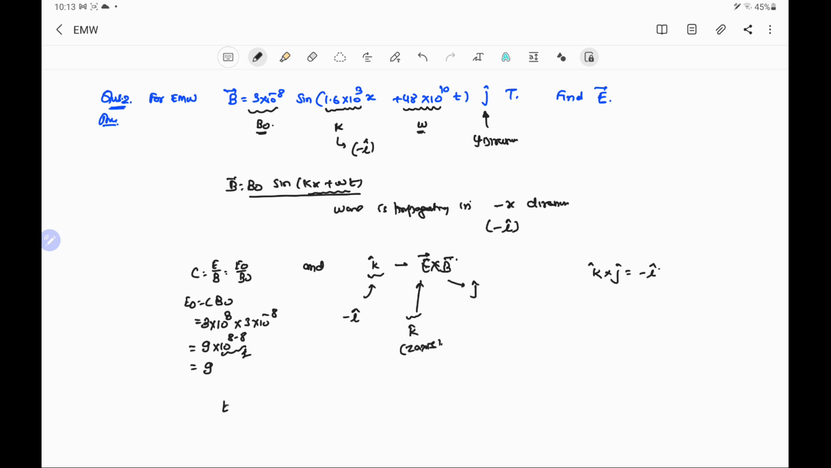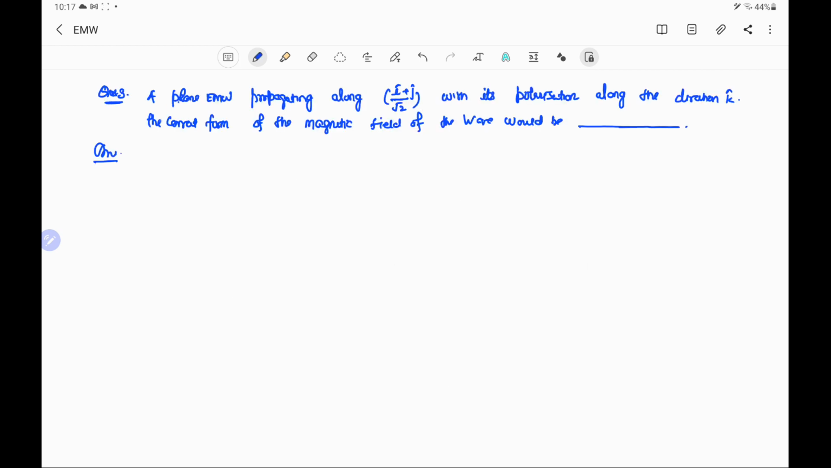Hence finally we can write electric field is equal to E naught, that is 9, then sine. This parameter will be same because direction of propagation, wavelength and frequency are same for the electric and magnetic field vector. So we can write it is sine (1.6 into 10 power 3 x plus 48 into 10 power 10 t), and now direction of the electric field vector is along k. So we write here k, and unit of the electric field is Newton per Coulomb. This is the answer.